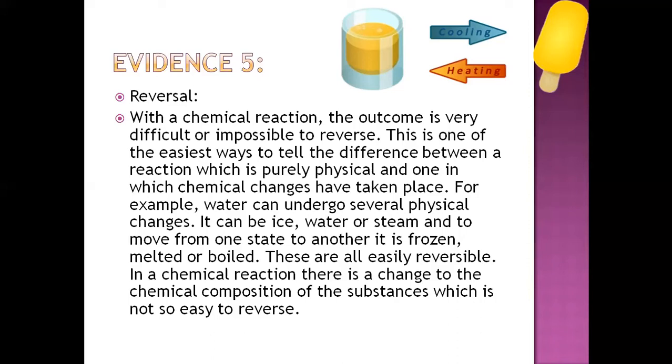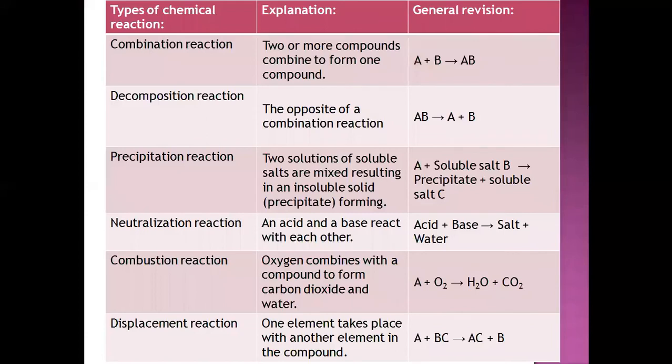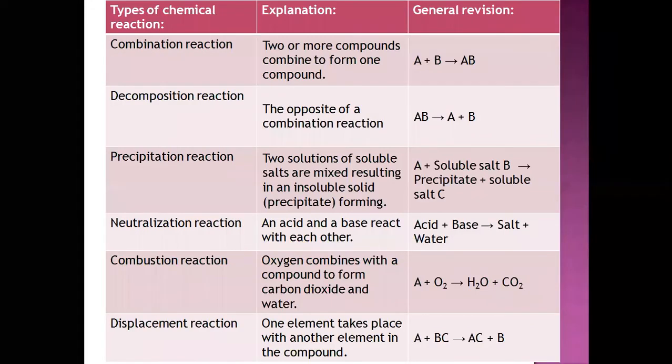For example, water can undergo several physical changes. It can be ice, water, or steam, and to move from one state to another, it's frozen, melted, or boiled. These are all easily reversible. In a chemical reaction, there is a change to the chemical composition of the substances, which is not so easy to reverse. Types of chemical reaction: explanation, general overview.